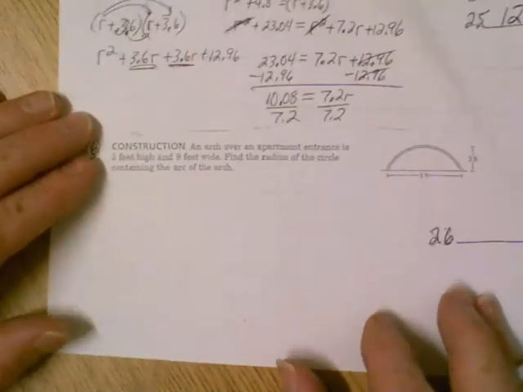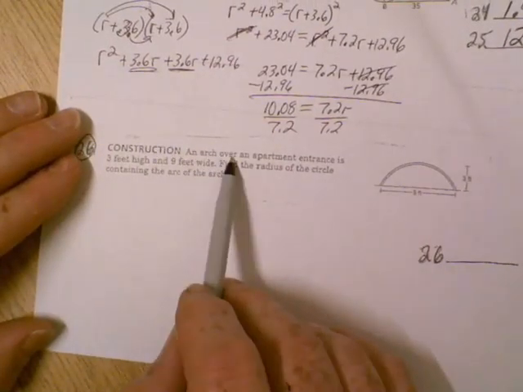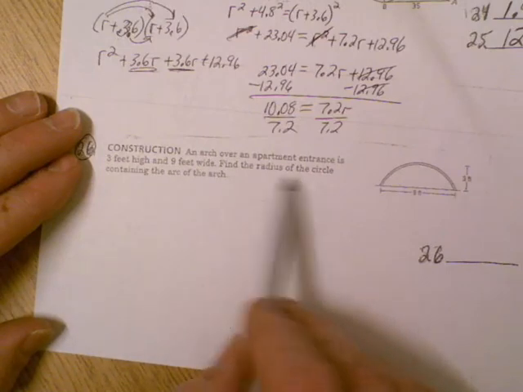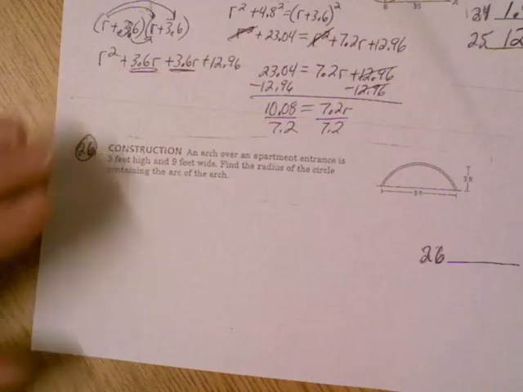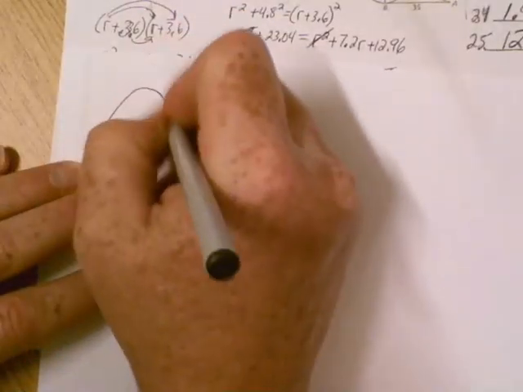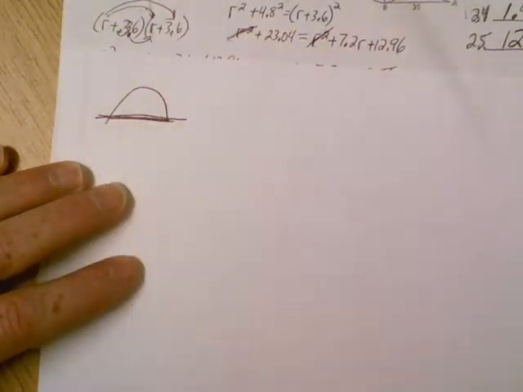On this last one, it says an arch over an apartment entrance is 3 feet high and 9 feet wide. Find the radius of the circle containing the arch. You've got to be careful on this one, because a lot of students think that since it looks like this, that this is a diameter of the circle, and it's not.